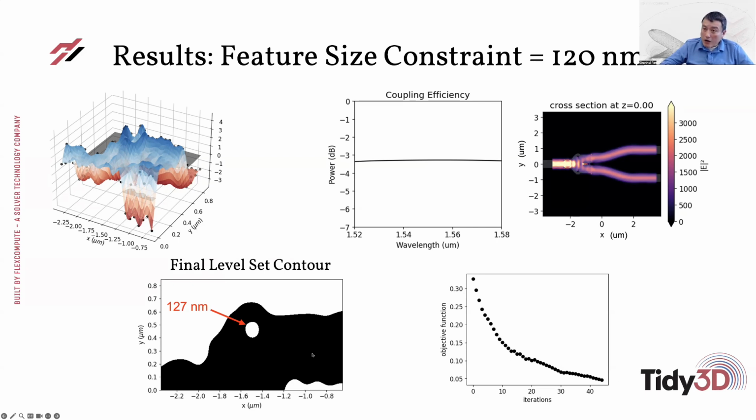But now you get a structure that is more amenable to nanofabrication. For example, now you only have one hole here, and that's actually pretty sizable. This is about 127 nanometer in size. And here we put in a constraint to get rid of features that are smaller than 120 nanometer. You no longer see those small silicon islands either. And also the interface between silicon and air becomes a lot smoother.